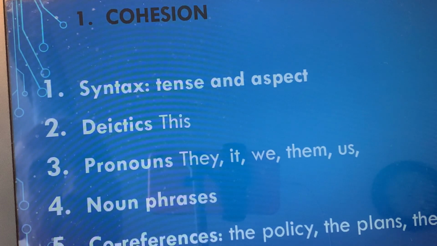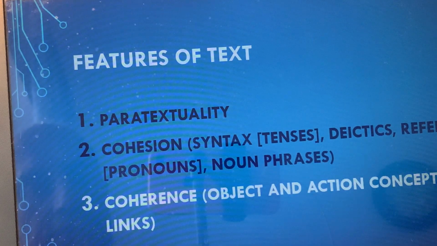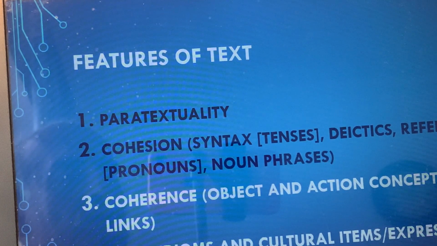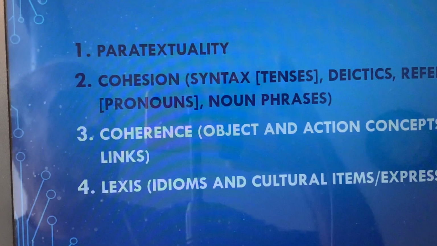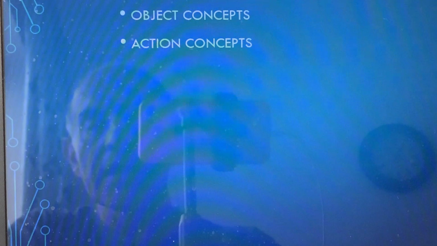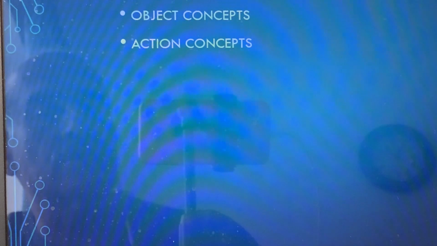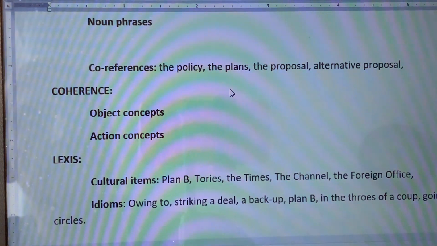Now, with regards to these, I will look at that more closely when we are looking at the translation of object concepts and action concepts. And they are under coherence. And of course, that's what we want to be looking at. In coherence, which is the next step, we will look at object concepts and action concepts. And here, I have to show you what the object concepts and the action concepts are.